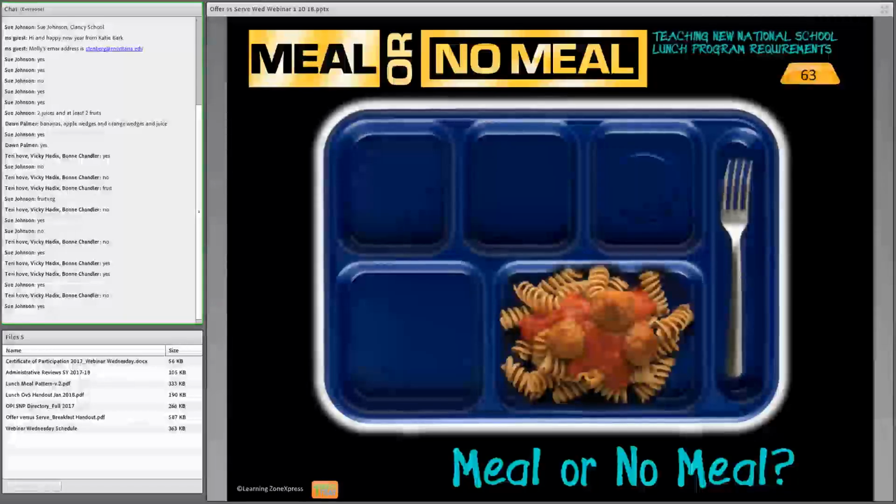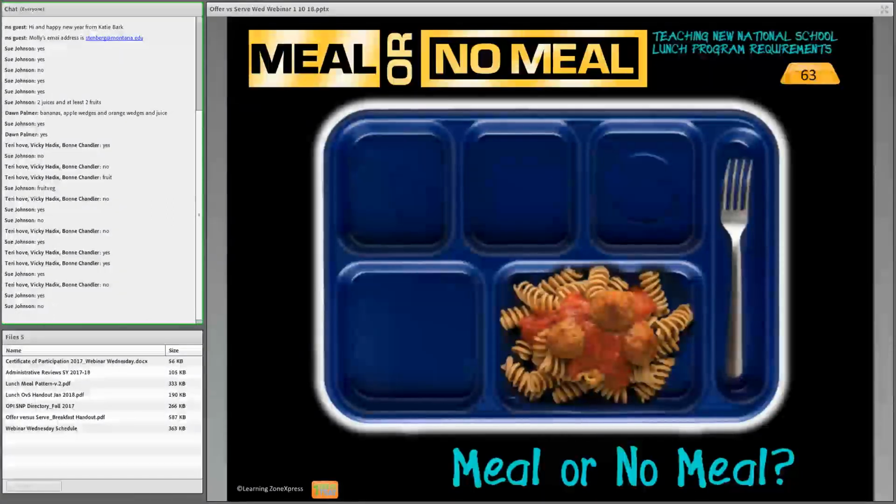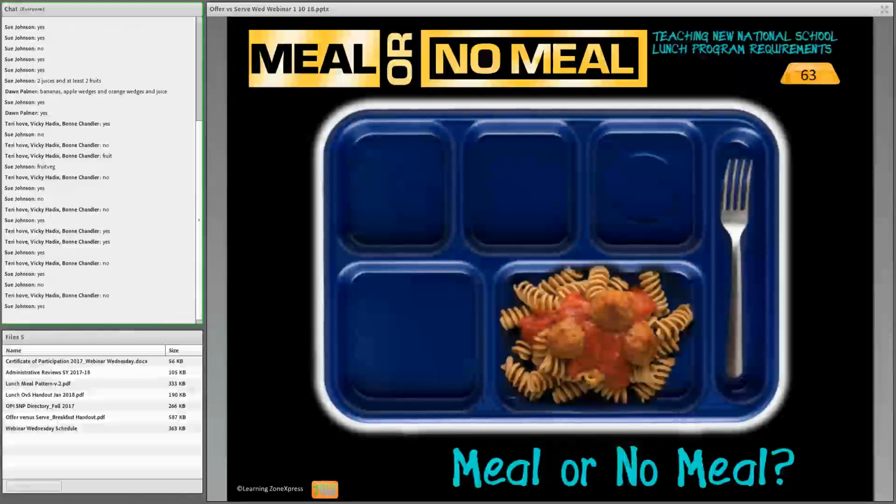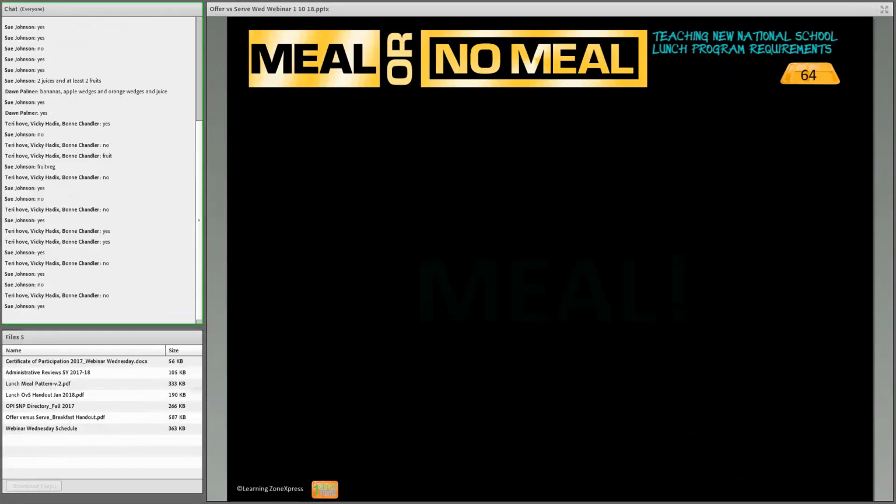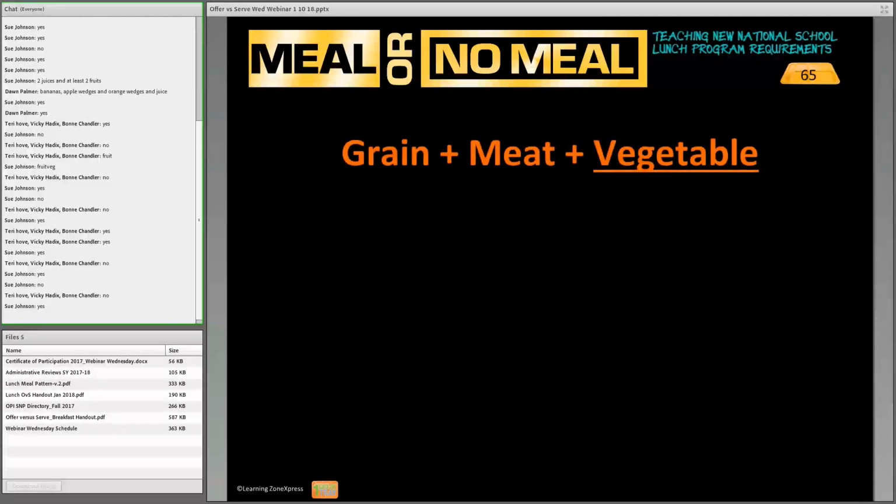Okay, what about this? This has 1 ounce protein, half cup veggie in the sauce, and 1 ounce of grain. So would this be a reimbursable meal? That's kind of tricky. Yes, it is, just because the sauce counts as half cup vegetable.